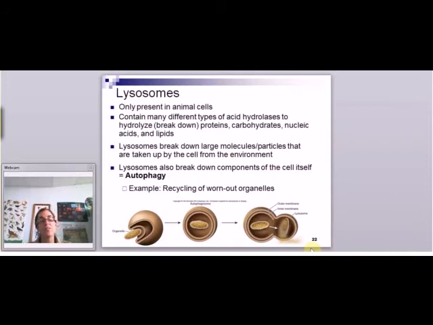Okay, so the lysosome is also part of the endomembrane system, not part of the secretory pathway anymore, so we're leaving that behind, but still part of the endomembrane system. As I mentioned in the first video, these are only present in animal cells, not present in plant cells. Lysosomes contain a bunch of enzymes called acid hydrolases. They get that name because they hydrolyze all kinds of different things. Remember, to hydrolyze means to break down. So they break down proteins, carbohydrates, nucleic acids, and lipids.